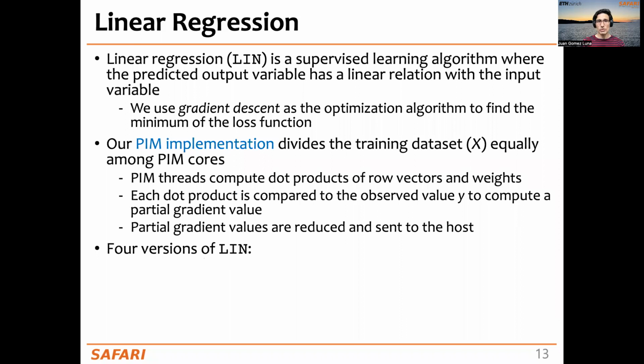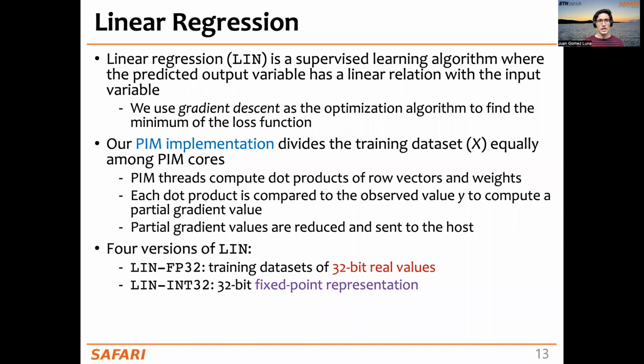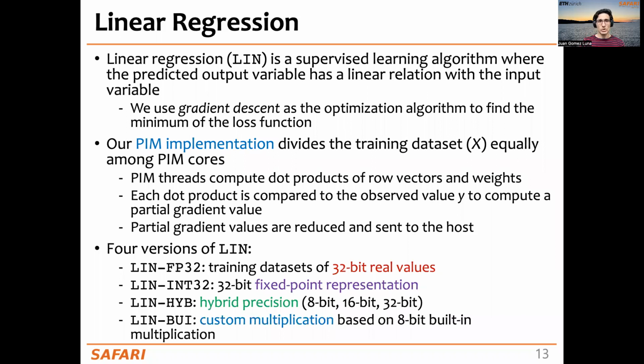We generated 4 versions of LIN. The first one uses training data sets of 32-bit real values that are stored in floating point numbers. The second one uses 32-bit fixed point representation. The values are stored in 32-bit integers. The next one is a version that uses hybrid precision. It uses either 8-bit, 16-bit, or 32 bits, depending on the point of the computation.